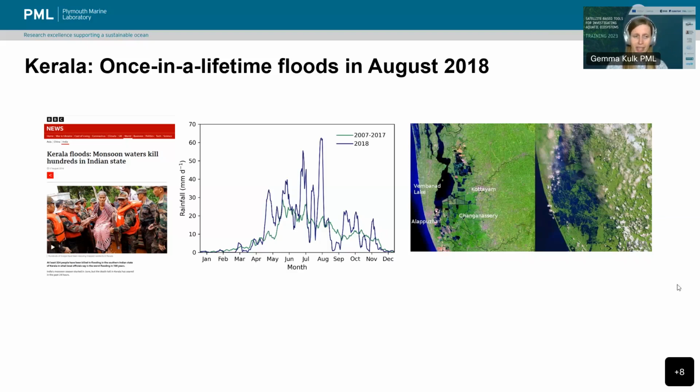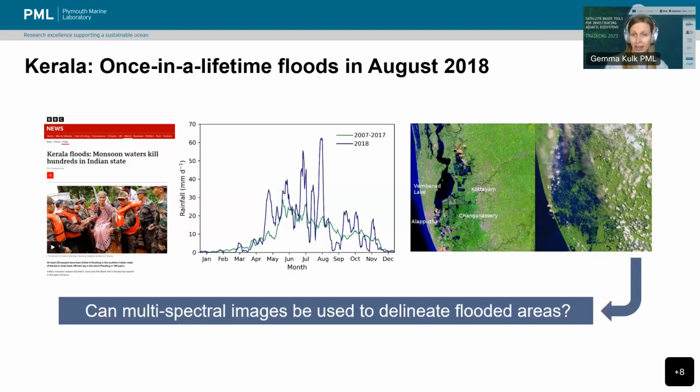And quite quickly, NASA shared an RGB image of the before and after of the floods, which were based on Landsat data. And I was working with multispectral satellite images at the time, so I posed the question whether multispectral images can be used to delineate flooded areas.